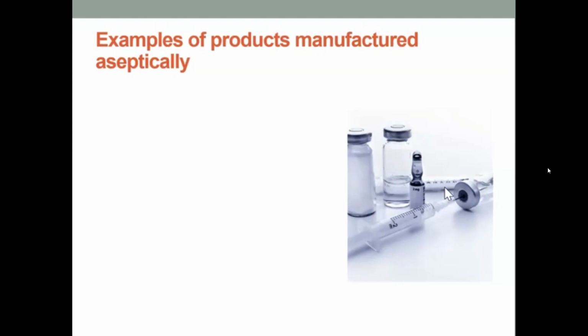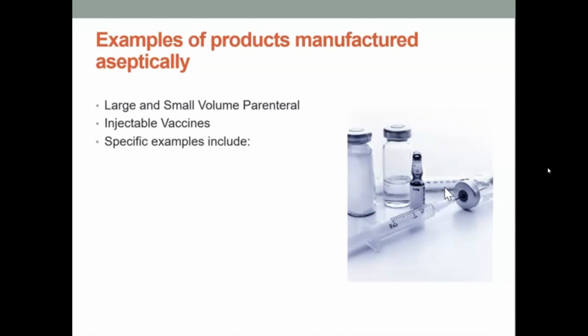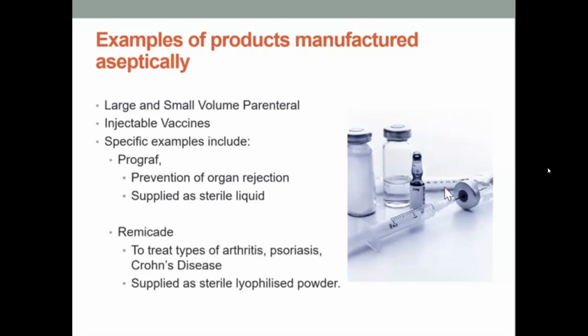Examples of product manufactured aseptically: large and small volume parenteral medicines, injectable vaccines. Some specific examples include Prograf, which is a prevention of organ rejection drug, and it is supplied as a sterile liquid. Remicade is used to treat types of arthritis, psoriasis, and Crohn's disease, and that is supplied as a sterilized lyophilized powder.